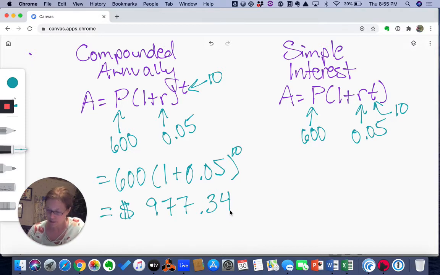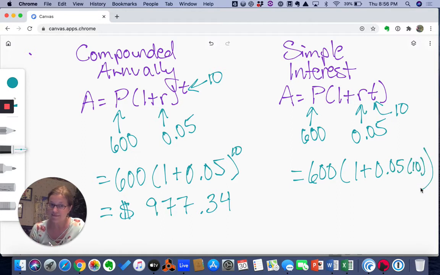With simple interest, plug in all these things in. And once again, I'm going to take care of my order of operations. So I'm going to multiply this 0.05 times the 10 first. And then I'm going to add 1. And then I'm going to multiply by 600.